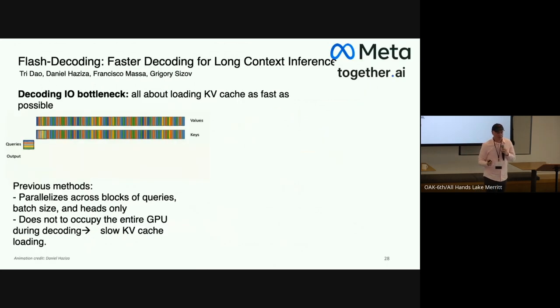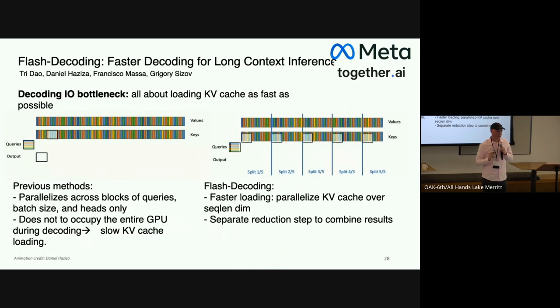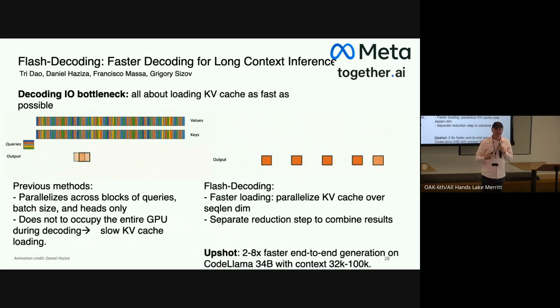This is late-breaking work. I just wanted to mention it because it's Tri. I had nothing to do with this work. Meta and Together did this. Tri and a bunch of folks from Meta did something called Flash Decoding. It's available at Together, also available in Code Llama. It's way faster. It's the same blocking idea applied to inference.